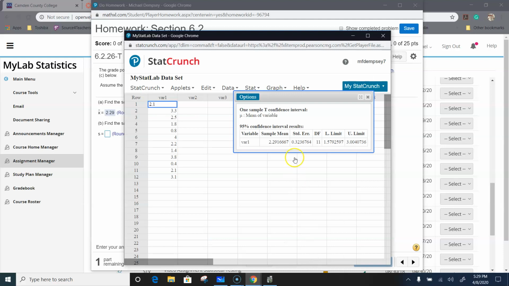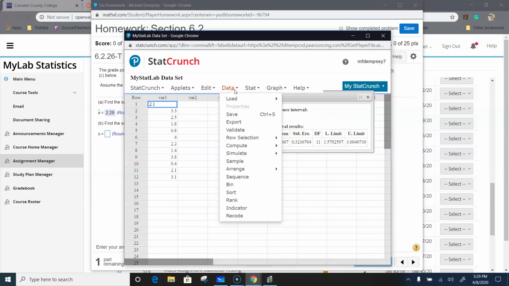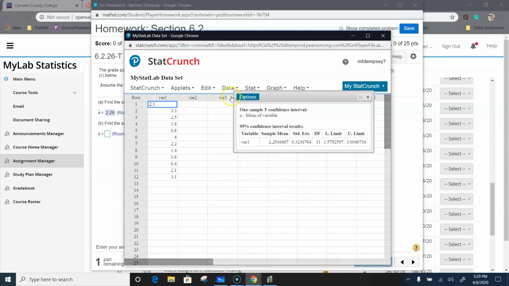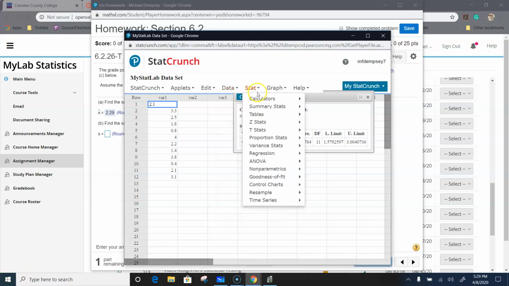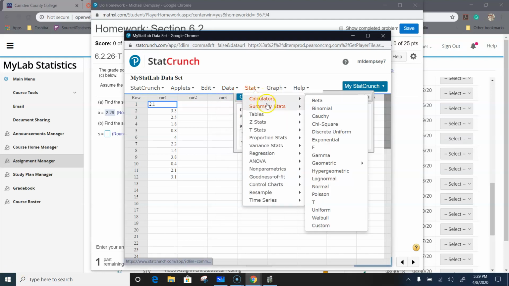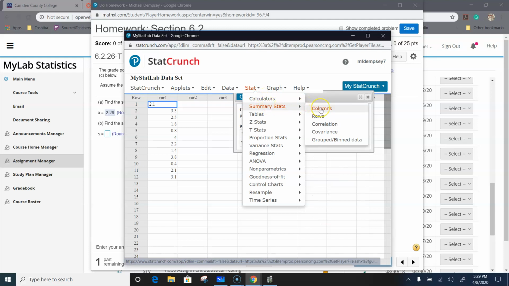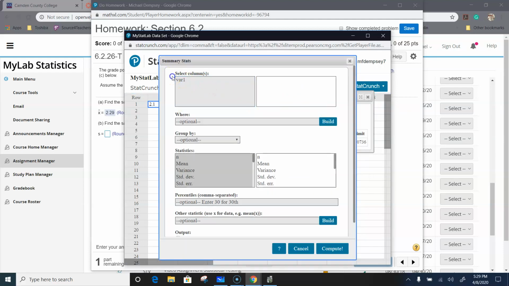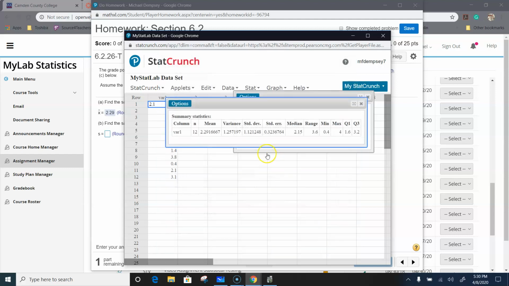So let's go back into StatCrunch to see. Does it give me the sample standard deviation? Shoot, it doesn't. I thought it would give that to me. Okay, not a problem. What we can do is go to Stat and Summary statistics. That'll be a quick way to get it, and we have a column. Our column is variable 1, and summary statistics will get us our standard deviation really quickly if I compute that. So my standard deviation is 1.12.